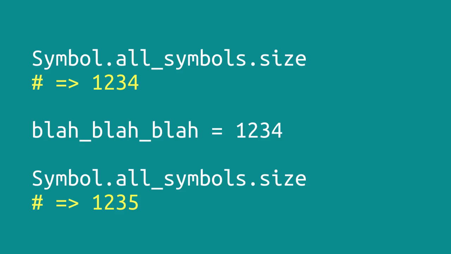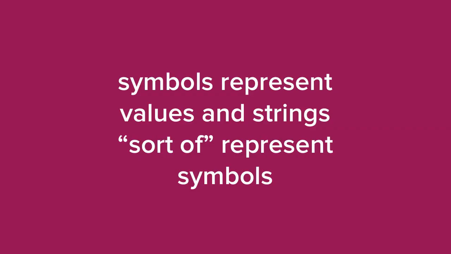We next define a variable. It's got a brand new name, blah blah blah, equals 1, 2, 3, 4. We check how many symbols there are again. There's 1,235. There is now a symbol called blah blah blah that exists on the symbol table. So symbols kind of represent values, and the strings that you see, like the colon, whatever, kind of represent the symbols. So there's a bit of a relationship going on here.